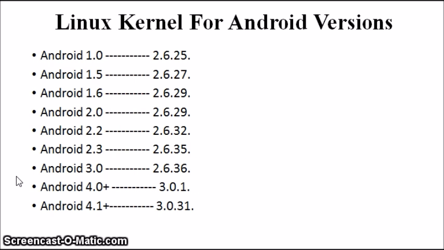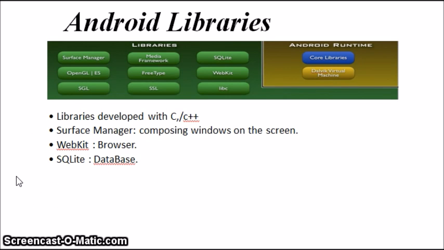The Linux kernel for Android versions is like the following chart: Android 1.0 goes with 2.6.25, Android 1.5 goes with 2.6.27, and later versions like Android 4.1 go with 3.0.31. Coming to the Android libraries, it has Surface Manager, Media Framework, SQLite, FreeType, SSL, and OpenGL ES. The libraries are mainly developed with C and C++. The code is written in C and C++.